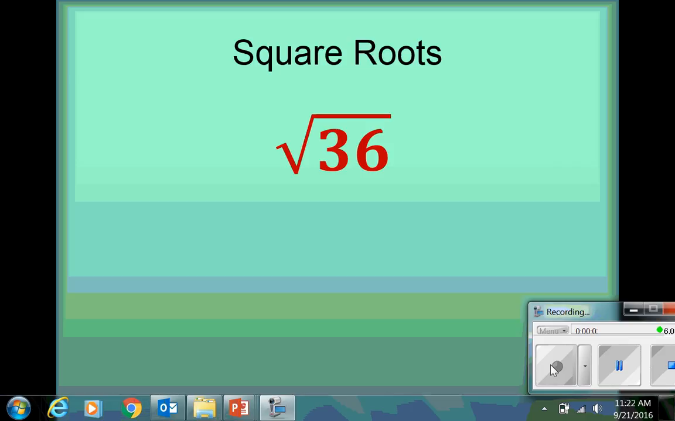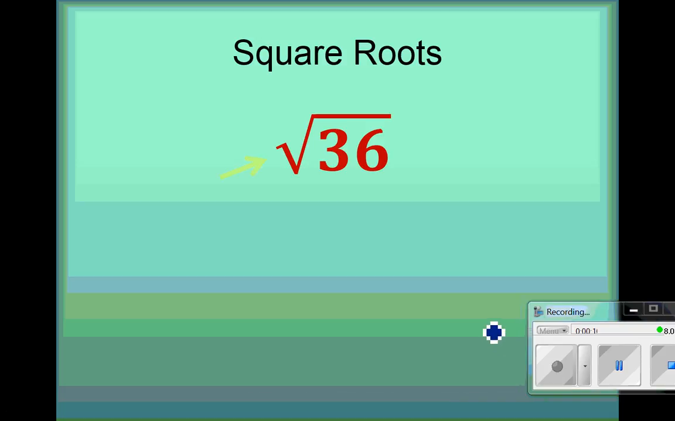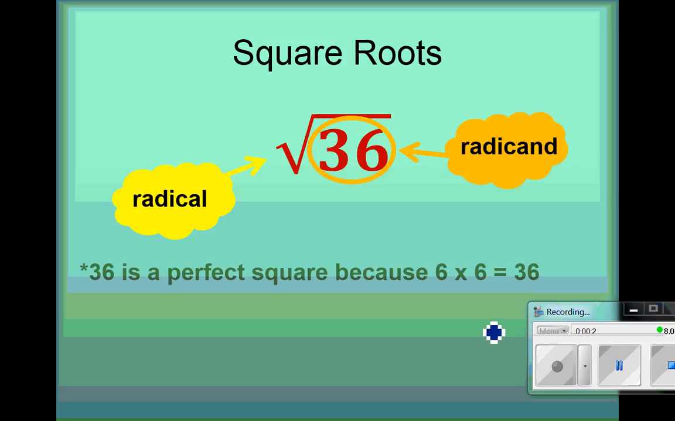Square roots. Looking at a square root, the first thing you have to do is identify the different parts of it. If you have the square root of 36, this symbol is called the radical symbol, and the number inside, the 36, is called the radicand. And the answer to this: 36 is a perfect square because 6 times 6 is 36, so the square root of 36 equals 6.